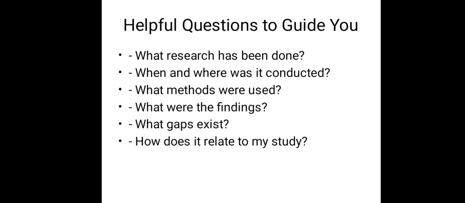So helpful questions that will guide you to come up with a good literature review are: what research has been done in this field? When? Where was it conducted? What methods were used? What were the findings? What gaps existed? How does it relate to my study? If you answer these questions, if you review 4 or 5 articles or research papers and you are writing, you feel good and you understand the direction that you take just after doing the review of literature.